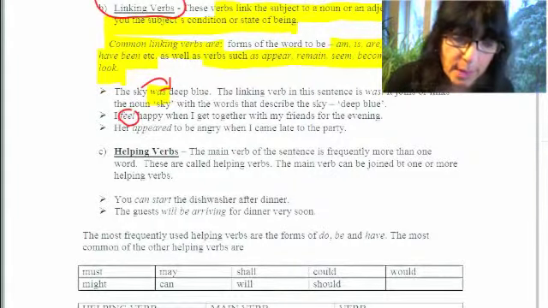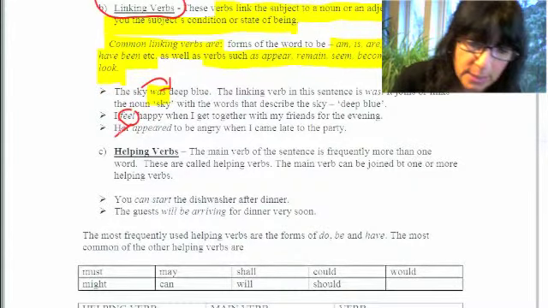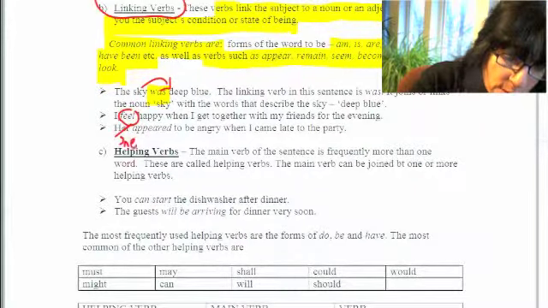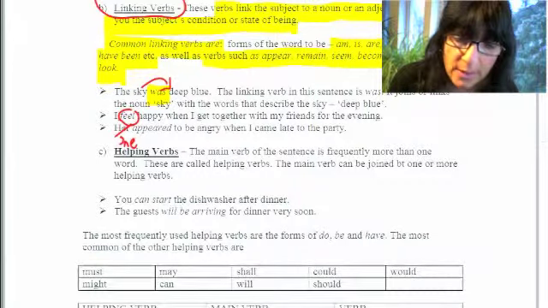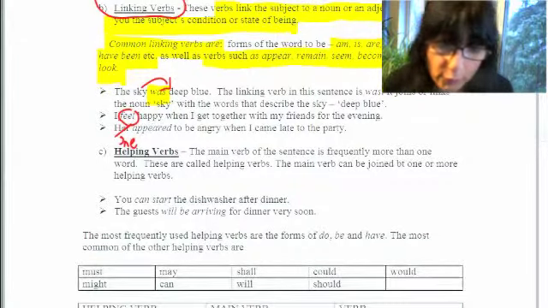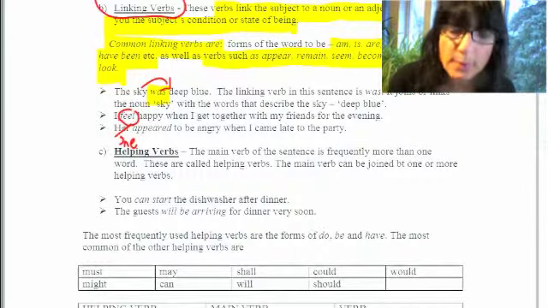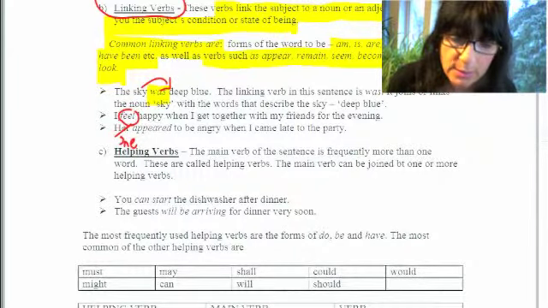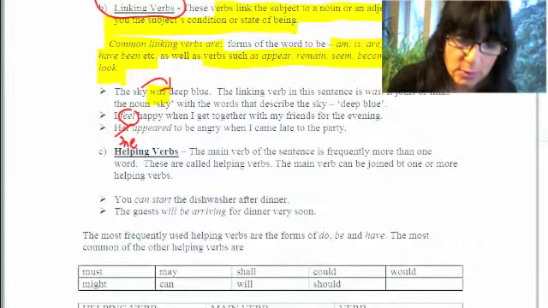And in the third example, she appeared to be angry when I came late to the party. That word should be she, sorry. She appeared to be angry when I came late to the party. That's also linking the verb she appeared to describing how she is, how she seemed to be when she came to the party. So it's describing the girl as she came to the party.